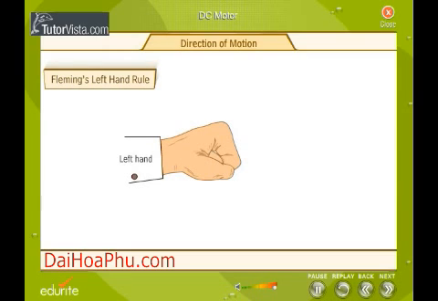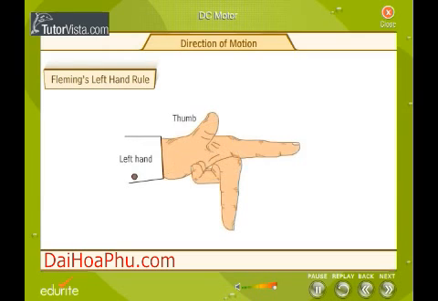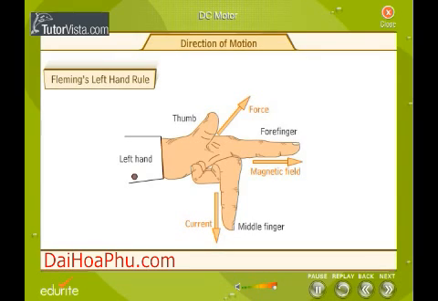Fleming's left-hand rule. Extend the thumb, forefinger, and the middle finger on the left hand in such a way that all the three are mutually perpendicular to each other. If the forefinger points in the direction of the magnetic field, the middle finger in the direction of the current, then the thumb points in the direction of the force exerted on the conductor.